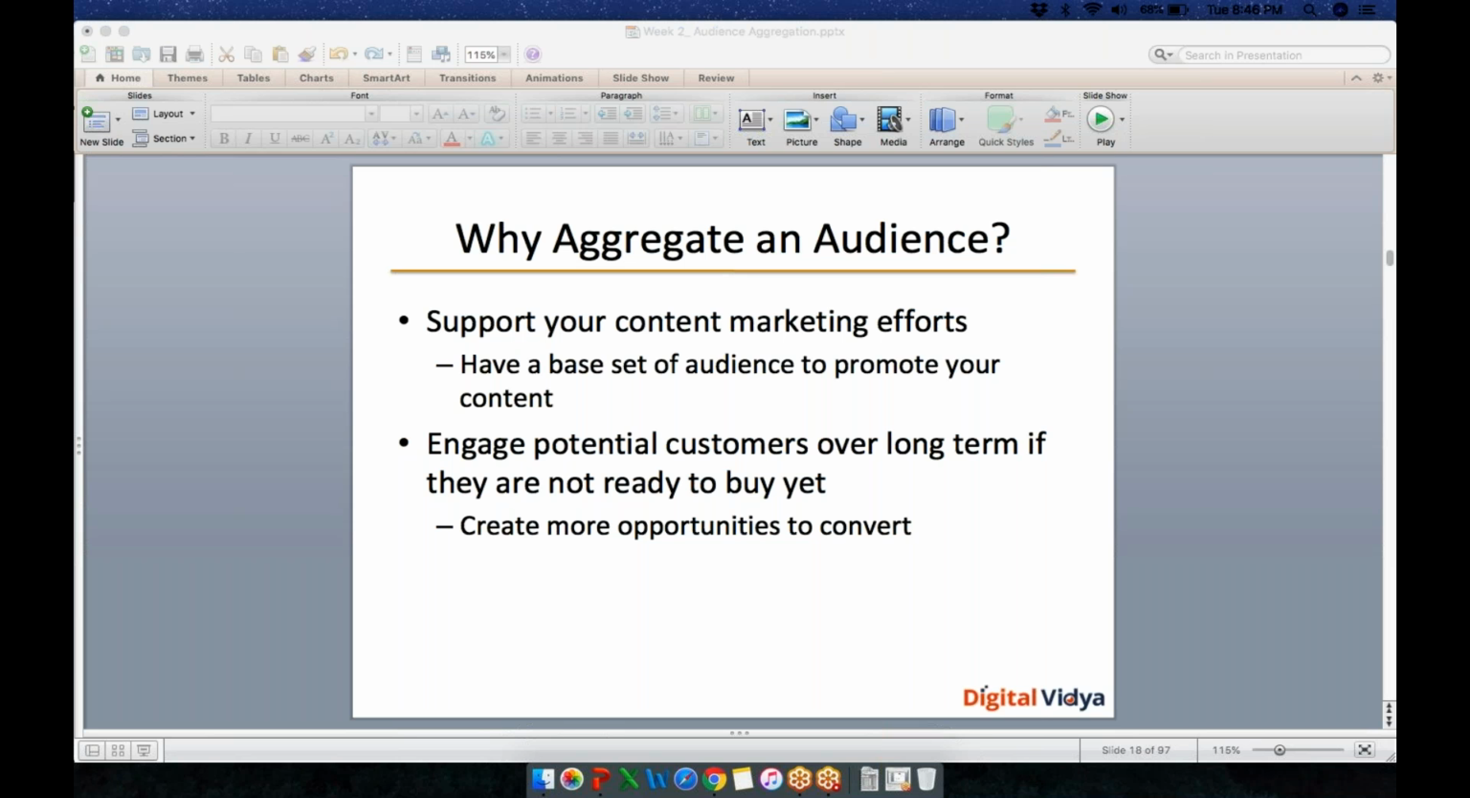And the second reason why aggregating audience is important is because you want to engage with a potential customer over the long term, right? Go back to the data. 97% of them are not in the ready-to-buy zone. They're there to research. If they're there to research, how can I keep you engaged, so that I can bring you back when you're in the mood and make you actually buy?